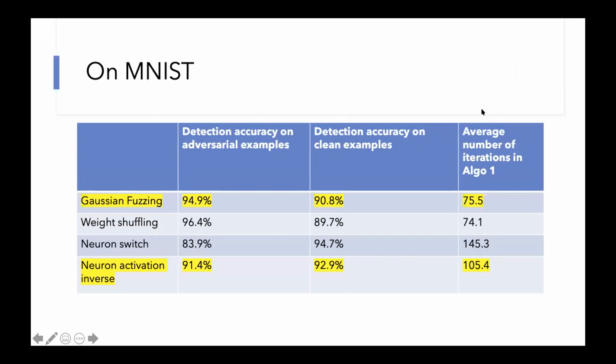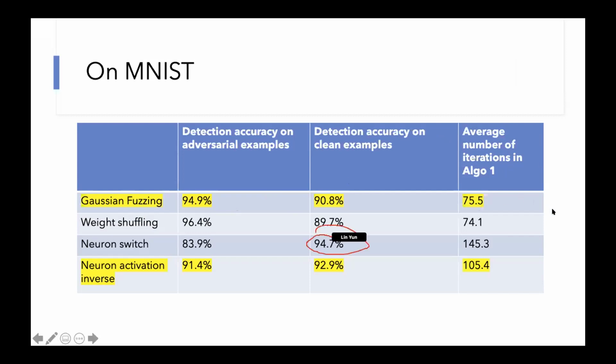So you say they need maybe 100 mutated models to decide. This is the mean, so comparable. Do you think they are comparable? Comparable, of course. Roughly the same. The best one is Gaussian fuzzy, and the worst one is the neuron switch. But not necessarily, they have different pros and cons.